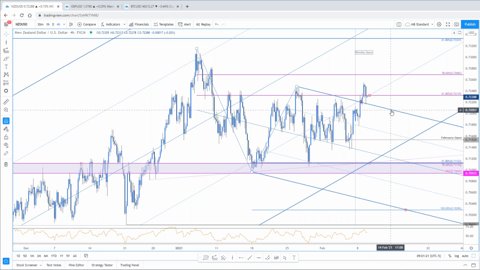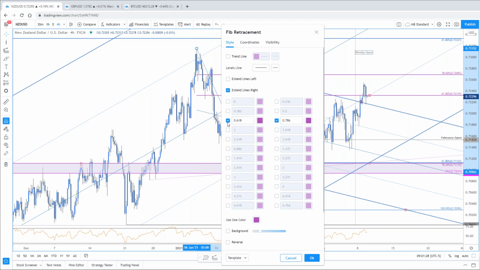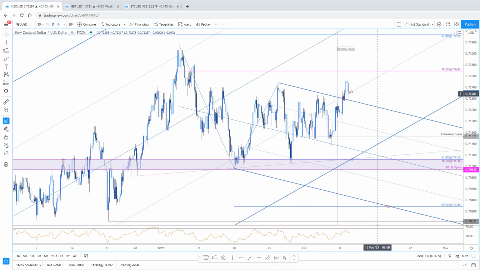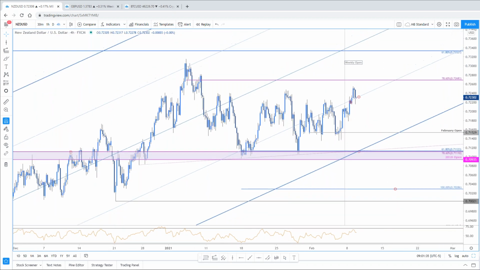I don't see that happening. So what do you do? Technical clarity just isn't there here. Take off that 618, and I'll take off this slope at this point as well. Here's what we're looking at.